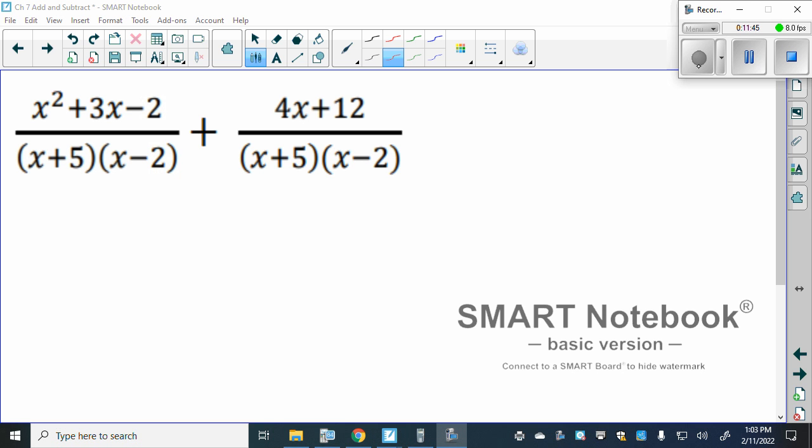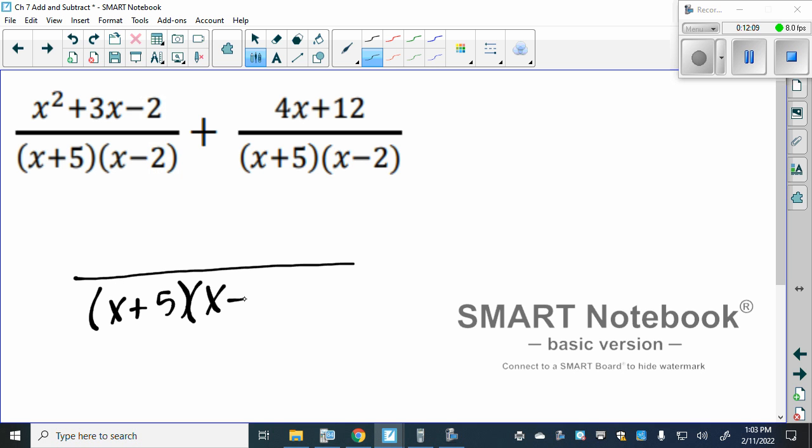All right, guys, let's look at this next one here. So the next one that we have is this one here. Now, again, the denominators for these two are the exact same. So we still have the same denominators, which works out nicely. So we have x plus 5 times x minus 2.